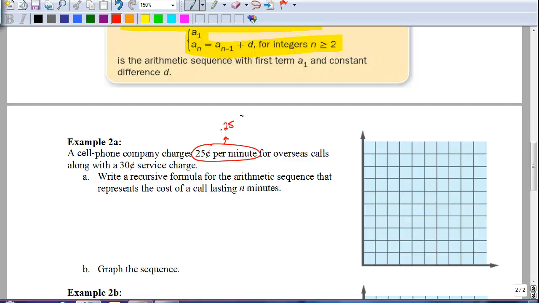Now to write a recursive formula, our top row is whatever the first term is. Well, they don't tell us the first term. We're going to have to figure out what the first term represents. Our first term is going to represent how much it would cost for a phone call lasting 1 minute. Well, a 1 minute phone call would be this 25 cents, but we also have this 30 cent service charge. That just means that no matter how long the phone call is, we're automatically going to be charged an extra 30 cents. So a 1 minute phone call would cost us 55 cents, because 25 cents plus 30 cents would bring you to 55 cents.